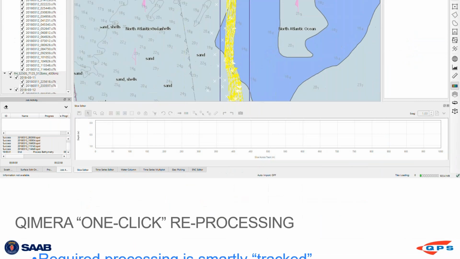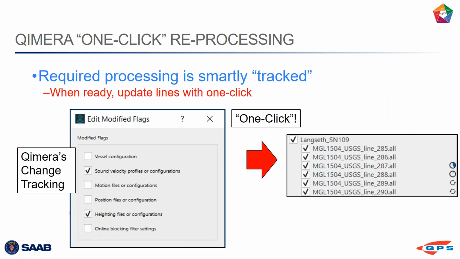Okay. So next, we're going to be applying correctors. And so that gets to QIMERA's one-click reprocessing. This is a major part of QIMERA. It's made possible by its unique design. Any changes you make to the processing parameters or any new correctors applied are very intelligently tracked. That's what you see here in the edit modified flags dialog. The level of intelligence is such that the correct sequence of reprocessing steps to be taken after changes are made is guaranteed with a single click. And we're taking that responsibility for you.